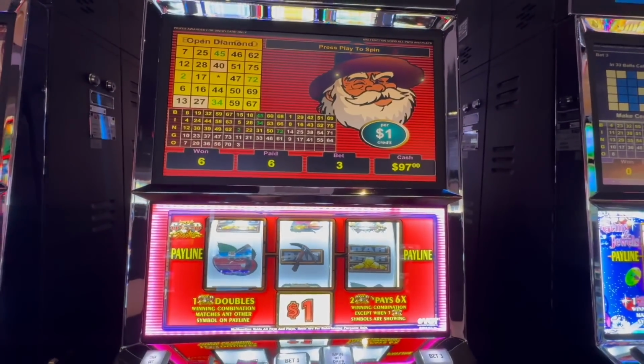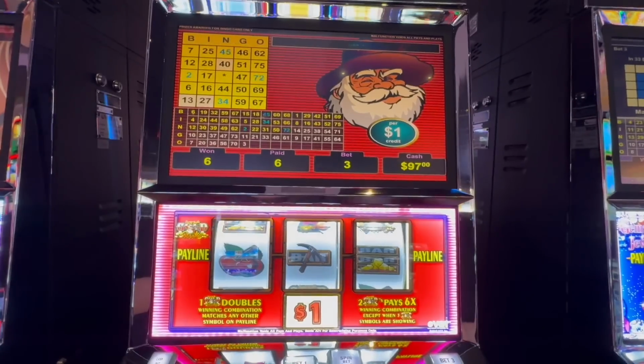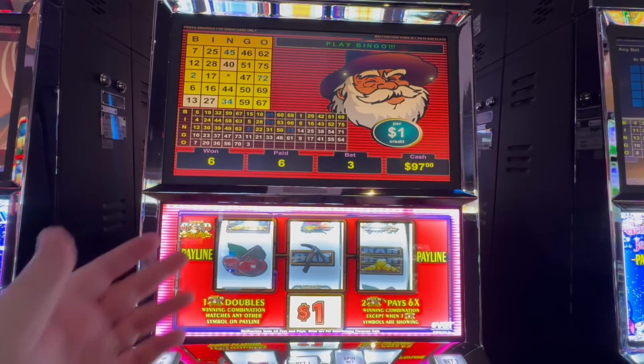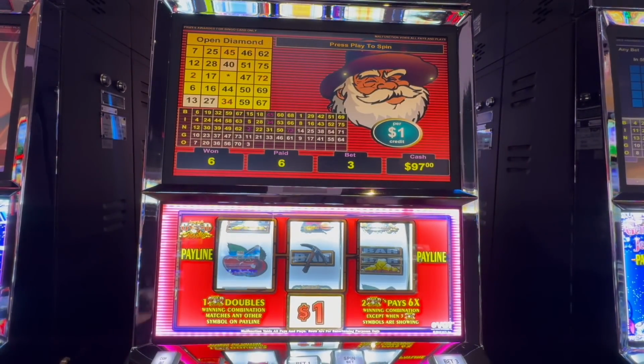Why do they call these machines red screens? Well, if you've ever played them before, you'll notice the red screen does happen randomly, and that means you basically get some free spins. You don't know how many it's going to be. Could be 1 to very many. We don't really know what the cap is.